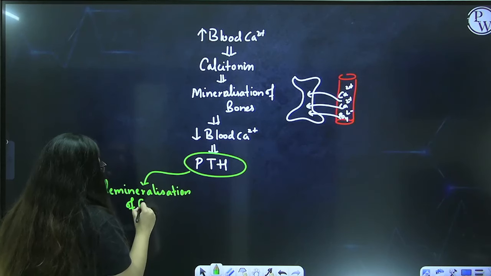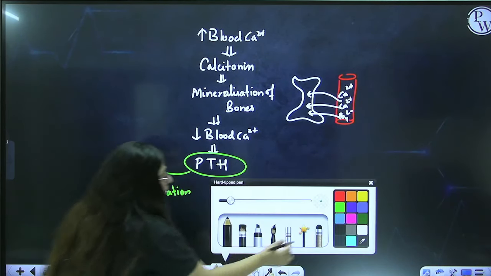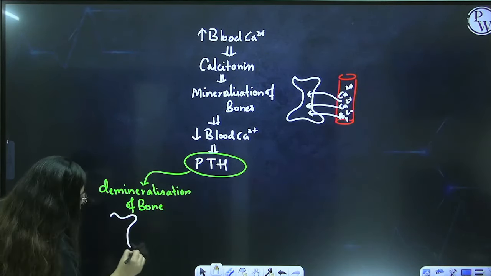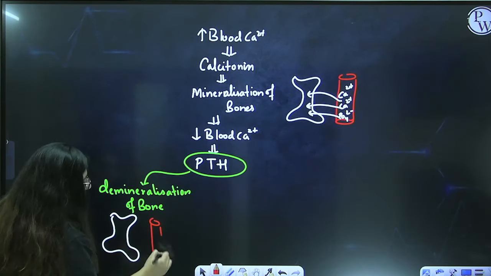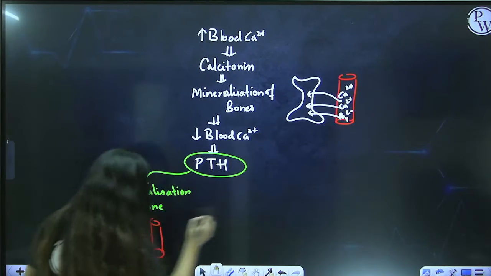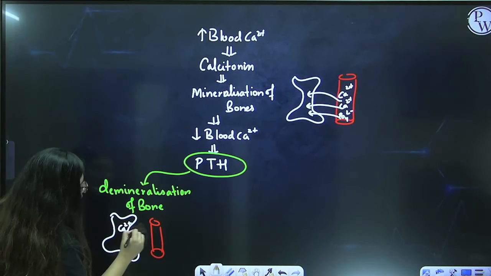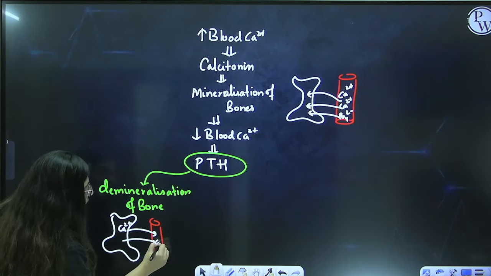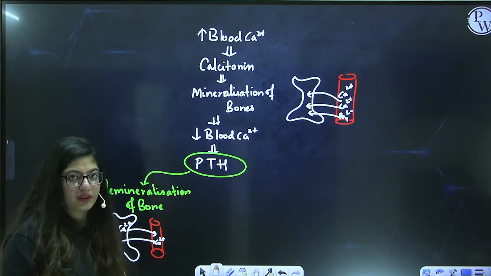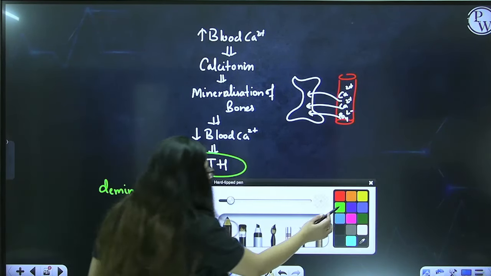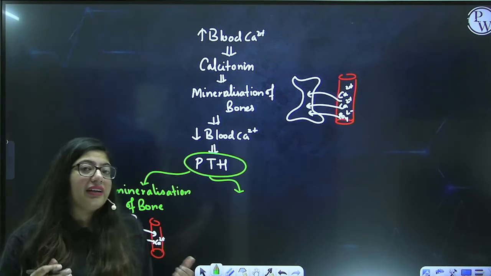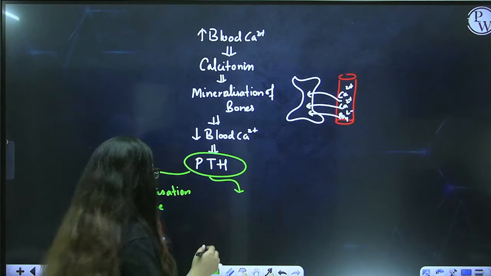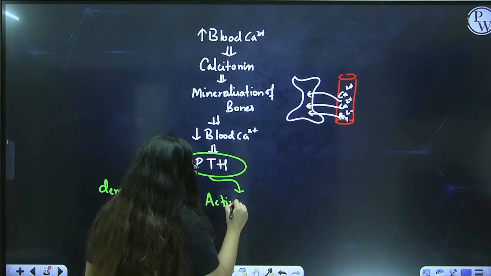That means it will take away the calcium from the bones. For example, if this is a bone and this is your blood vessel, it will take the calcium from the bone and send it to the blood, both the calcium and phosphate. Second thing, it will increase the activation of vitamin D.